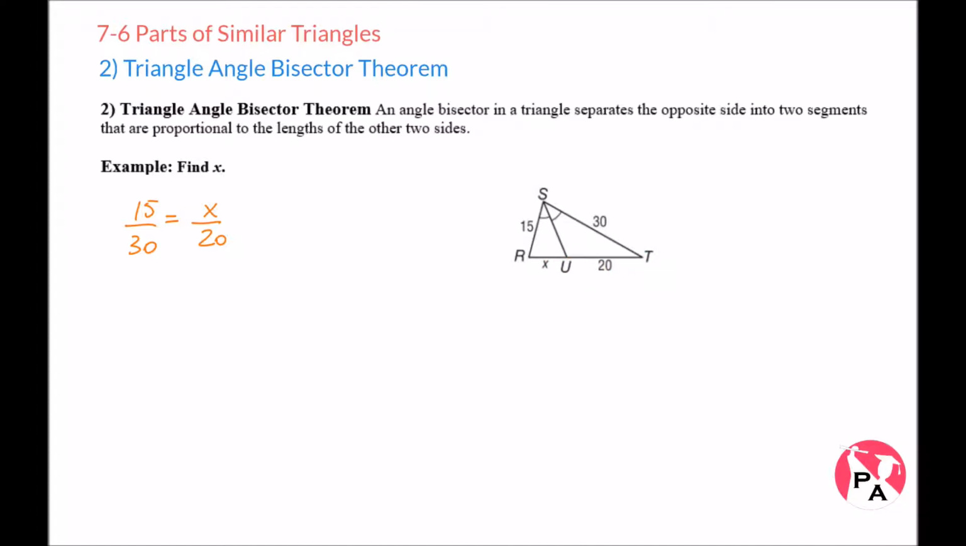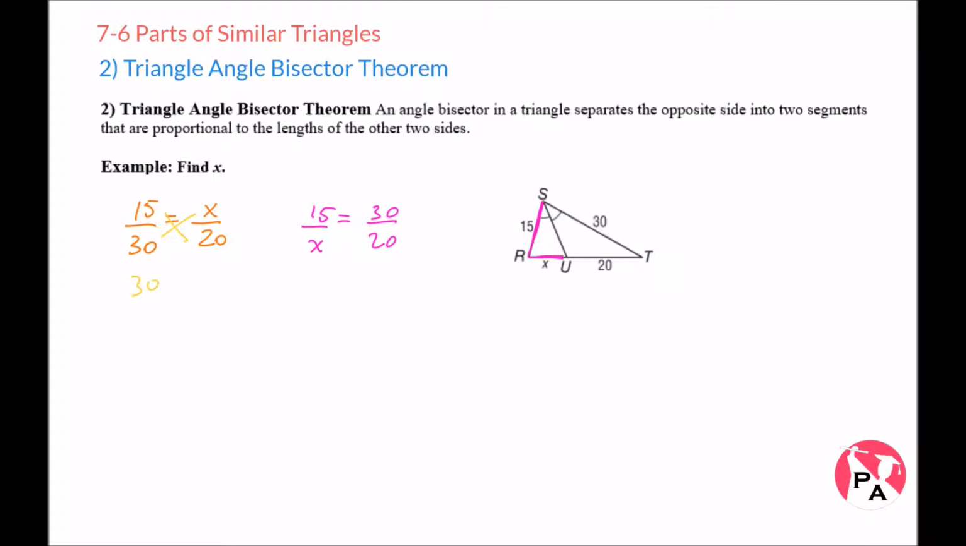And the second way of writing the proportion is that 15 and x are the sides that belong to one of the triangles, and their corresponding parts are 30 and 20. So both of these are going to give you the right answer. Let's solve these to see what we are going to get.